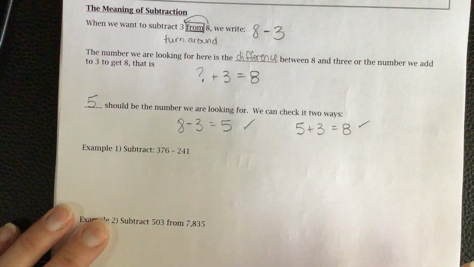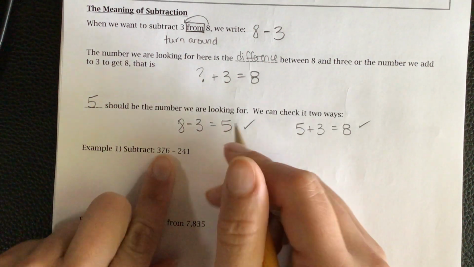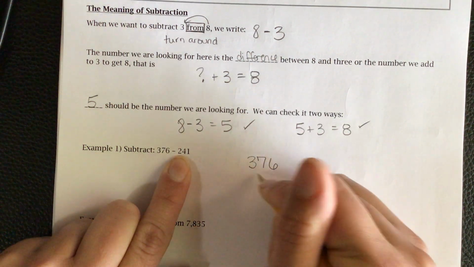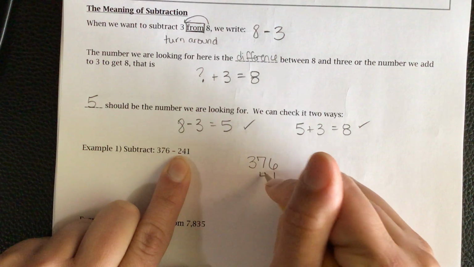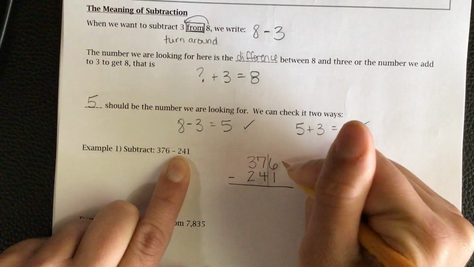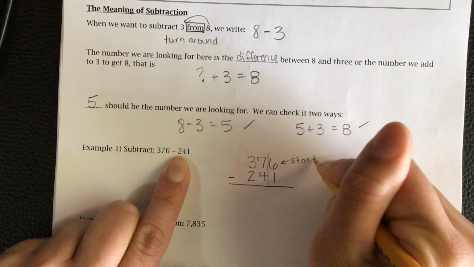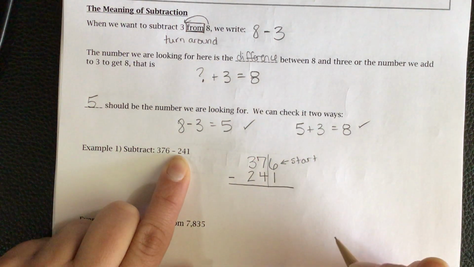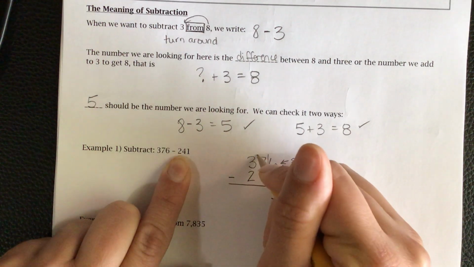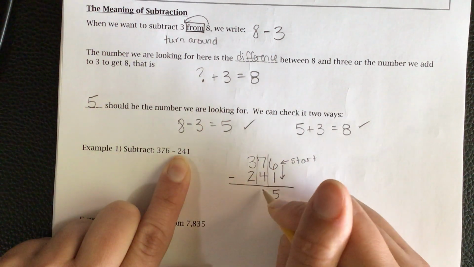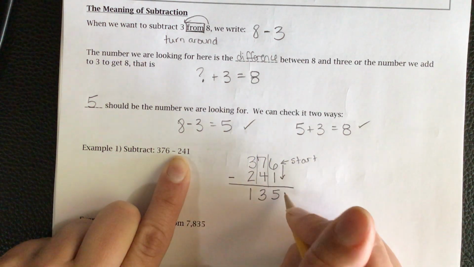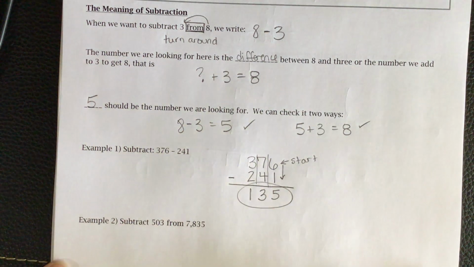When subtracting numbers, we also want to line them up like we did for addition. We have 376 take away 241. Making sure I line those numbers up, I'm going to subtract, starting with my ones column. You always start at the far end on the right. So 6 take away 1, 6 minus 1 is 5. Now we do our tens column. 7 take away 4 is 3. And 3 take away 2 is 1. So our answer is 135.